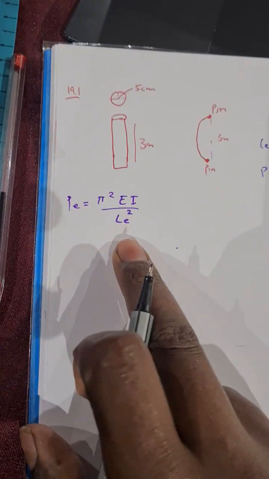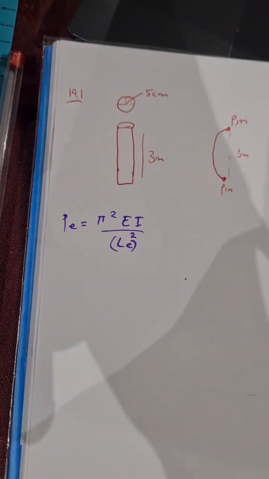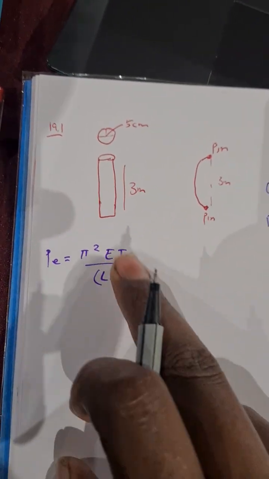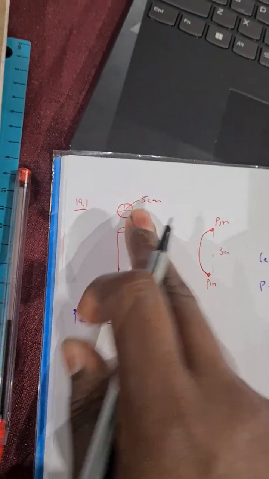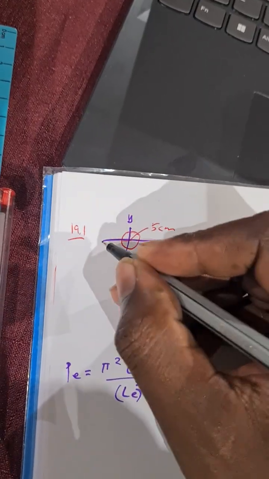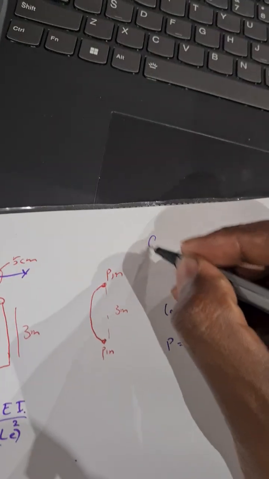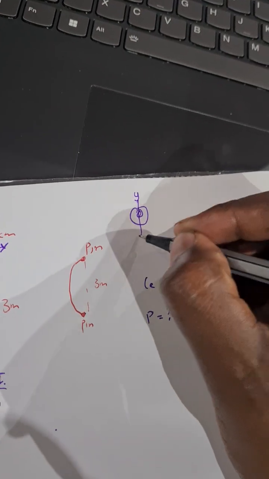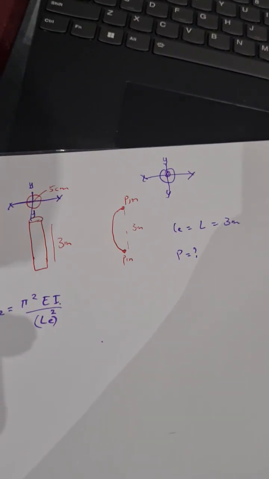Remember, when you have L effective, always L_e squared. We need to find I. It's a circle, so I_YY and I_XX are the same. Even if it's hollow, I_YY and I_XX are the same in a circle, but you must take note of the formula when it's hollow.